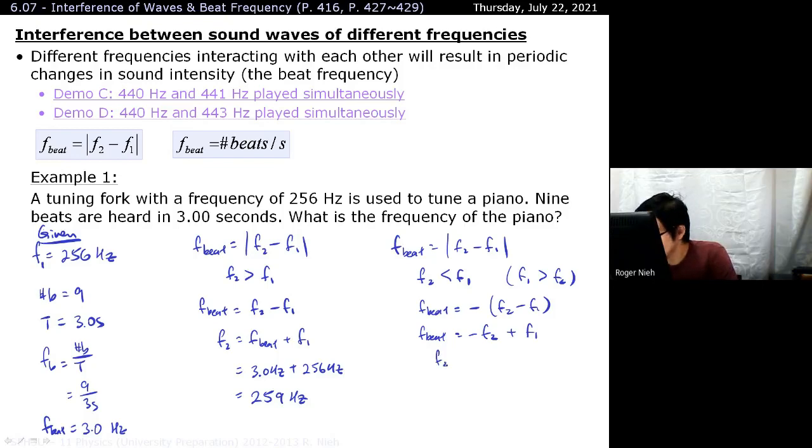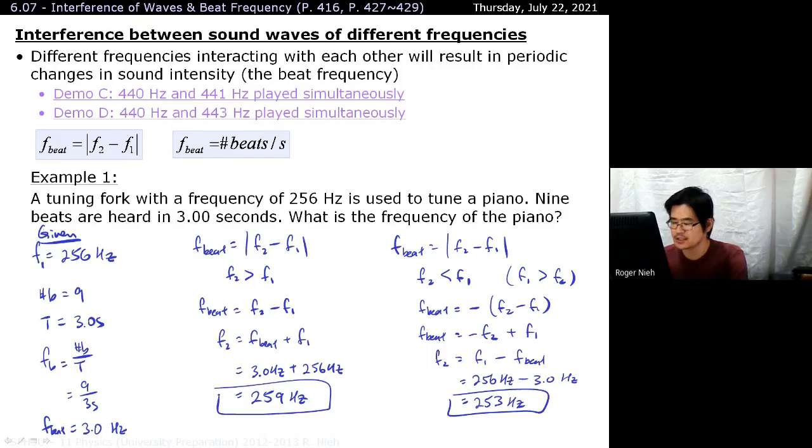So if we want to find out what F2 is, when we bring it over to the left-hand side, it becomes positive. We get F1 minus F beat. So 256 hertz minus that annoying 3 hertz resounding gong in the background, we end up getting 253 hertz. These are the 2 possible frequencies that can exist when you have that beat frequency.